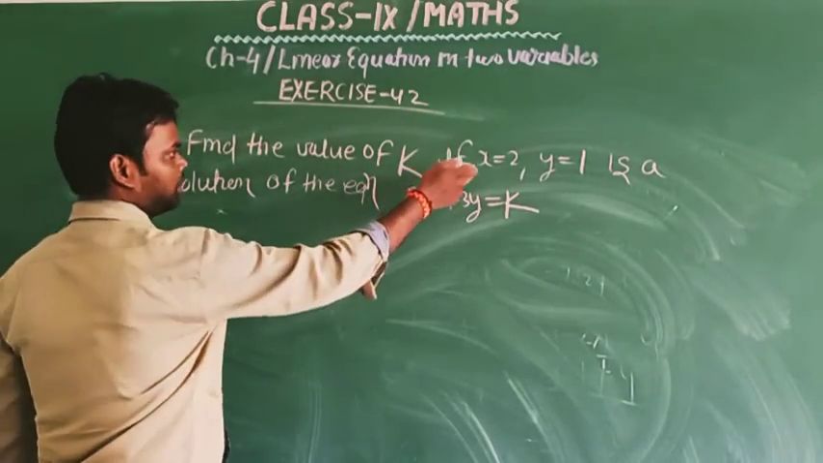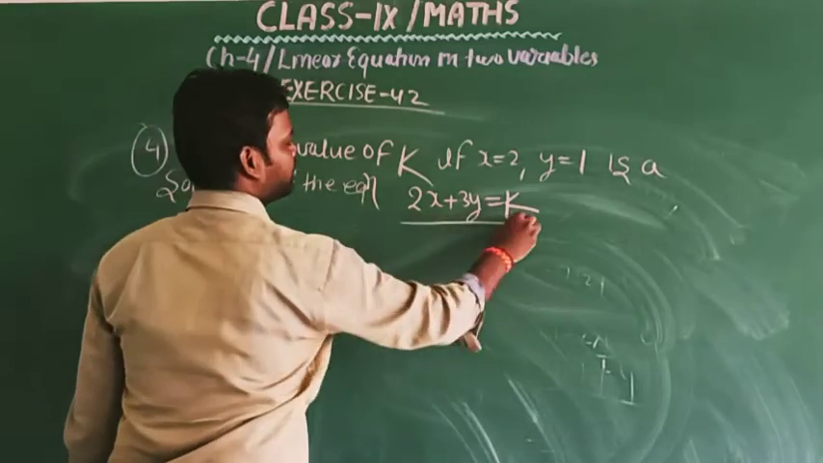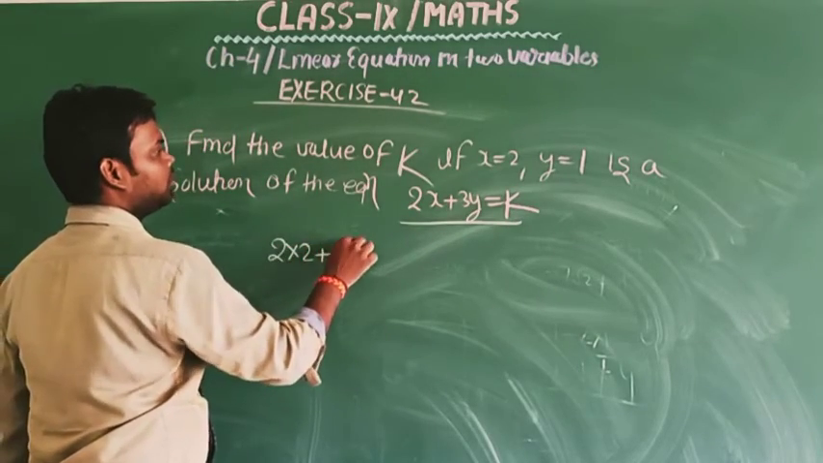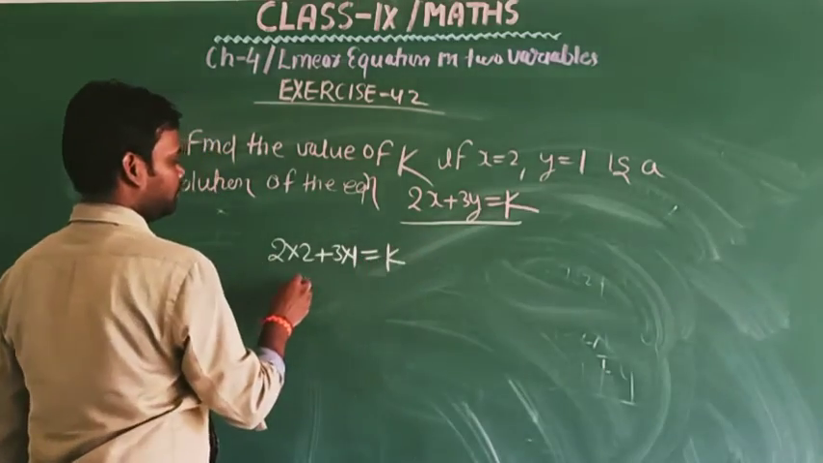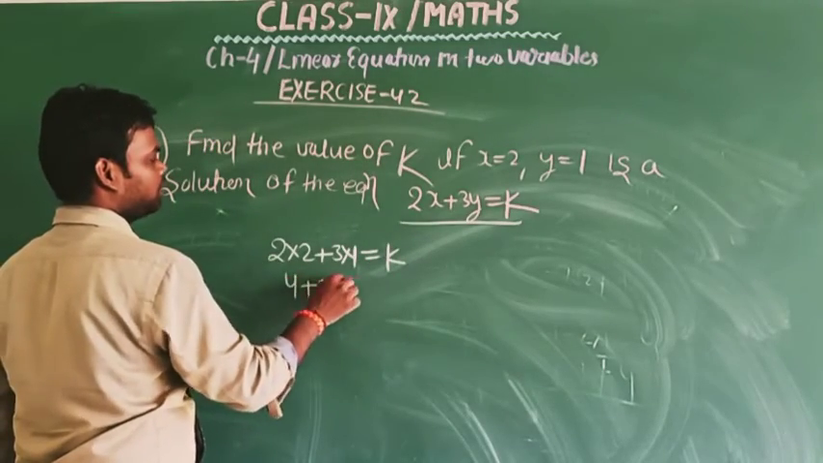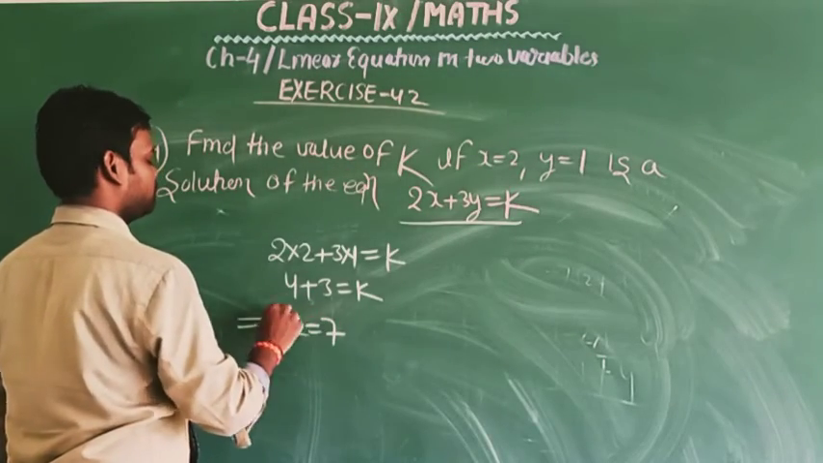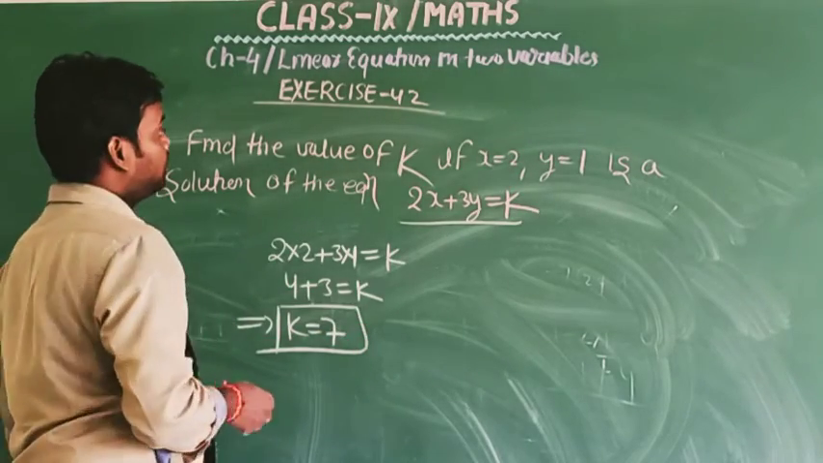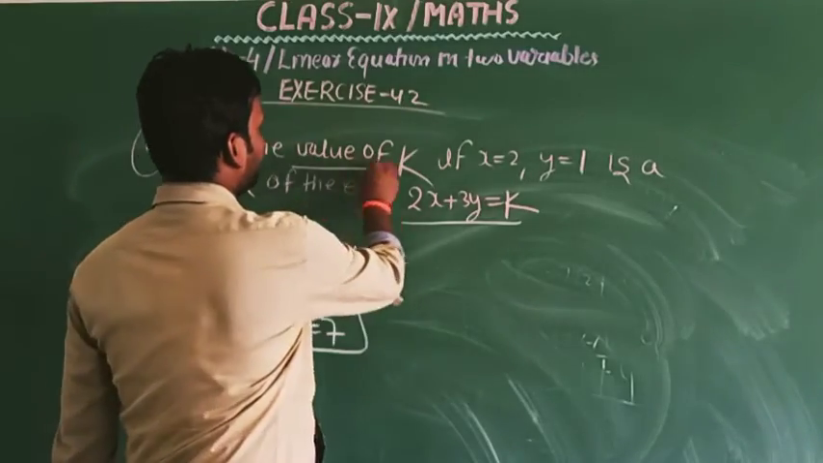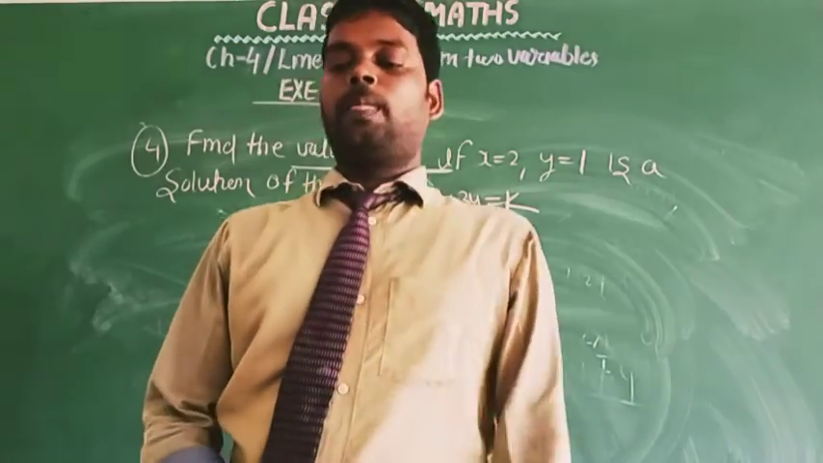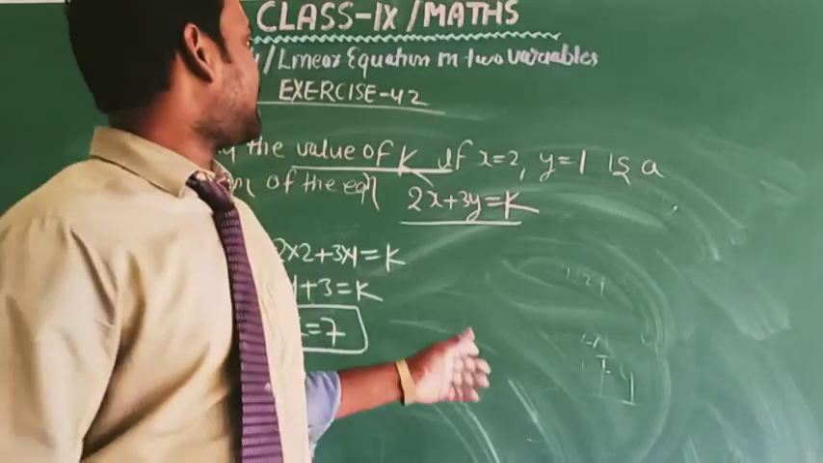So substituting the values of x and y in this expression, this becomes 2 into 2 plus 3 into 1 equal to k. So this is 4 plus 3 equal to k, and this implies the value of k equal to 7. Okay, so the required value of k equal to 7. So this is the solution of exercise 4.1.